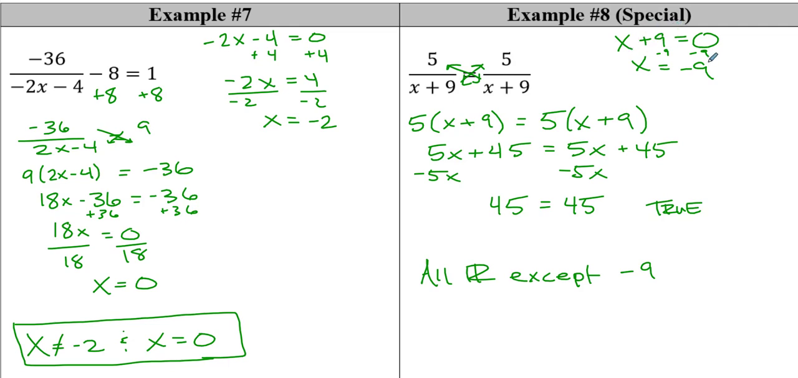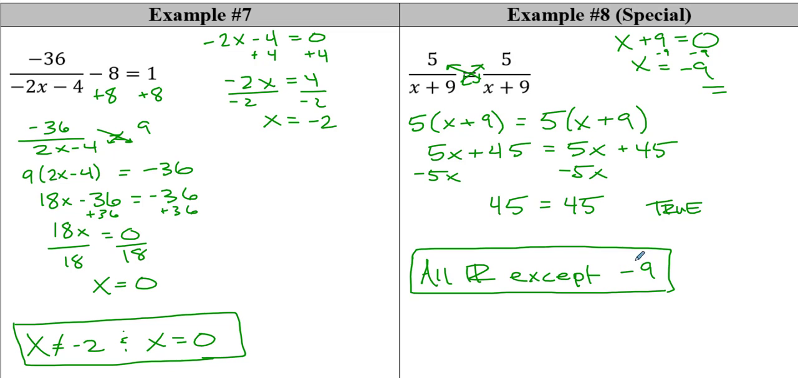However, we have a restriction on this number negative 9. Okay, if we were to plug a negative 9 in here, we would end up getting that 0, which we cannot divide by. So our solution is we can use any number in the world except for negative 9. That is the only one we cannot use.